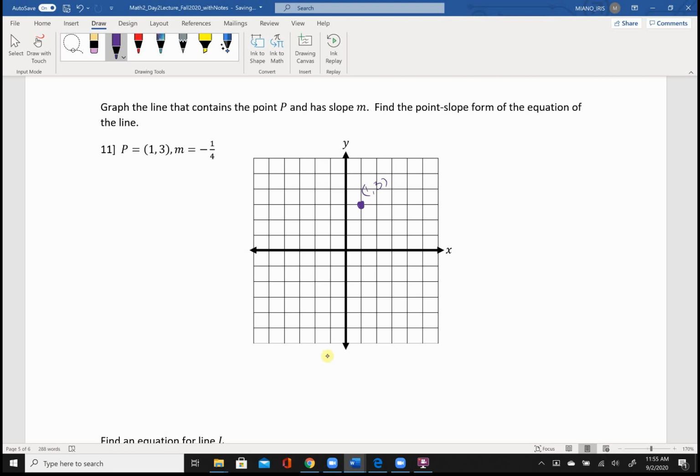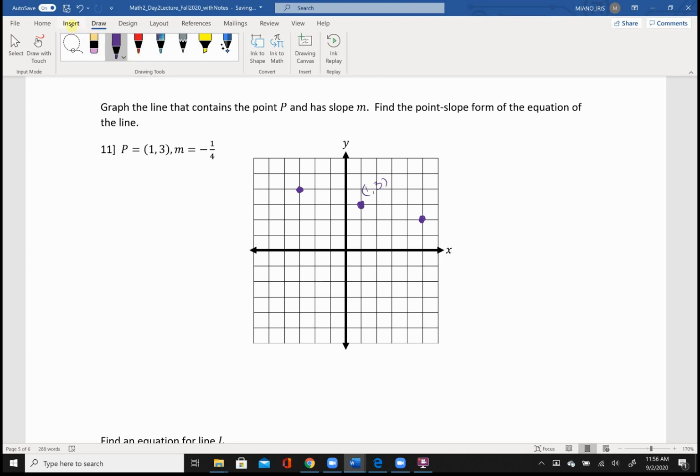So from 1, 3, you can either go down 1 and 4 units to the right to get an additional point, or you can go up 1, but then you have to go 4 units to the left, 1, 2, 3, 4, to indicate negative movement in the x direction. It doesn't matter which one you do. As you can see, plotting both of those additional points has you lying on the same line.